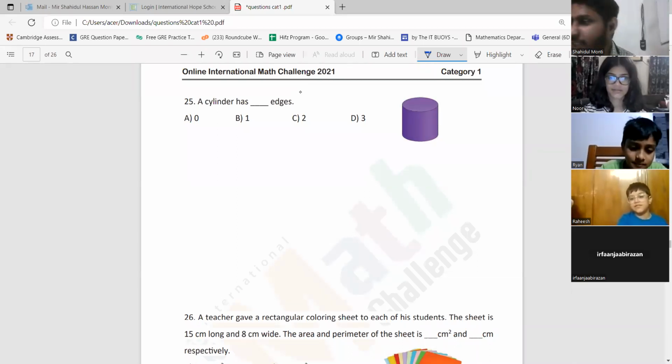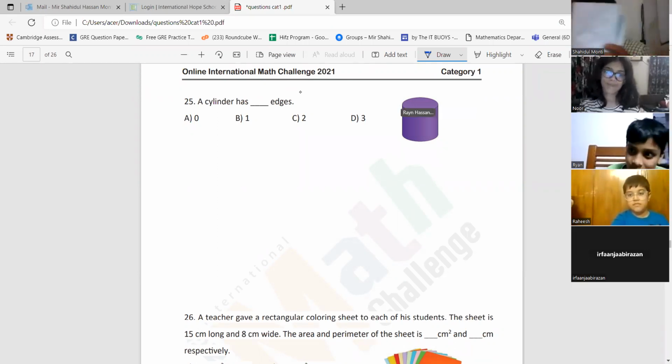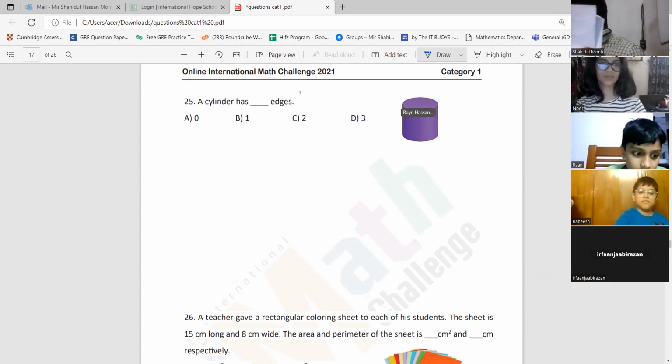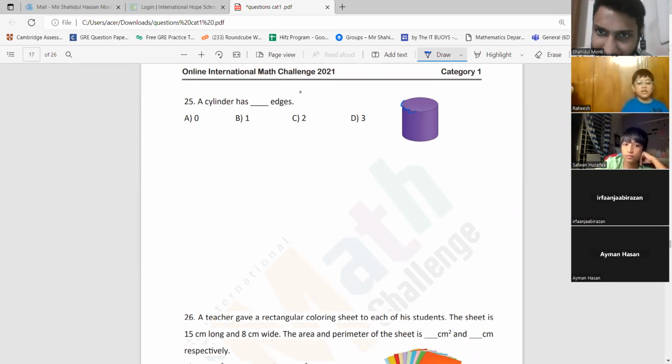What is the meaning of edge, student? Edge means when two surfaces meet together. I have a paper here. When two surfaces meet, we have one edge. So here you see, we have one edge.